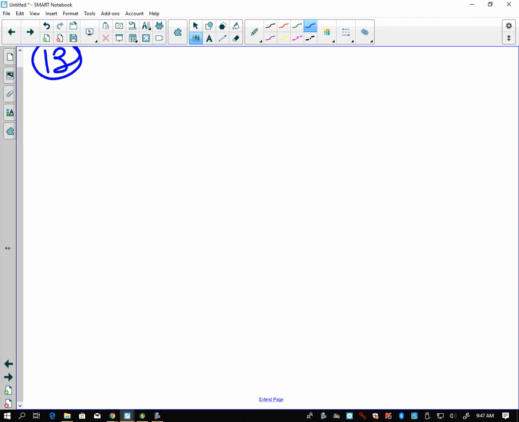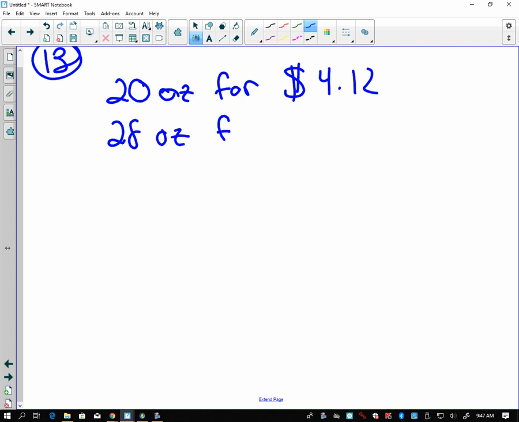Okay, we got peanut butter is on sale. Is it better to get, let's say, 20 ounces for, let's say $4.12? Or is it better to get 28 ounces for $6.12? How would I know which is the better deal?